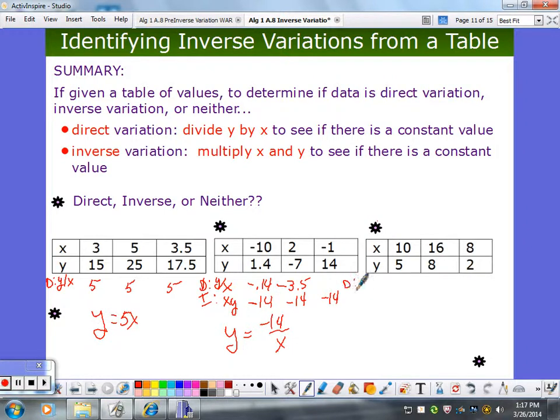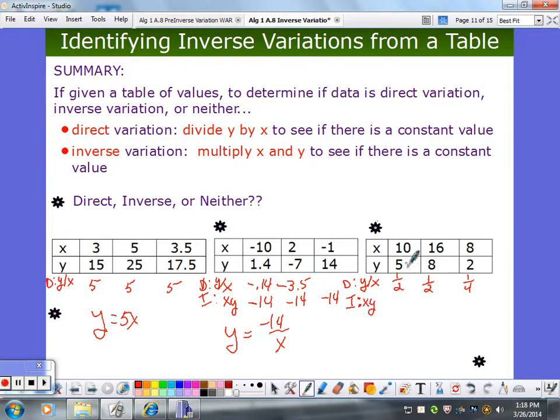Let's see if it's direct. Direct is you look at y over x. 5 over 10 is 1/2. 8 over 16, 1/2, looking promising. 2 over 8, oh, that's 1/4. So is it a direct variation? Nope. Let's see if it's inverse.